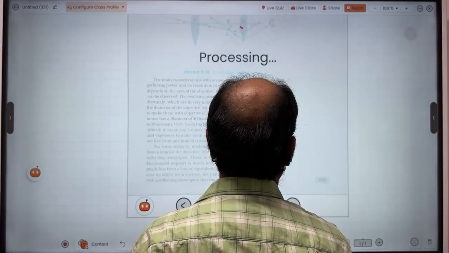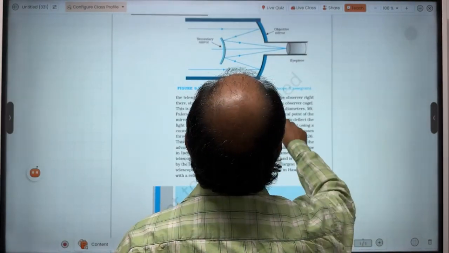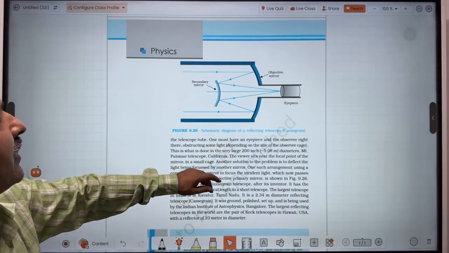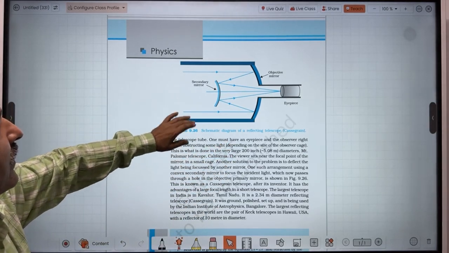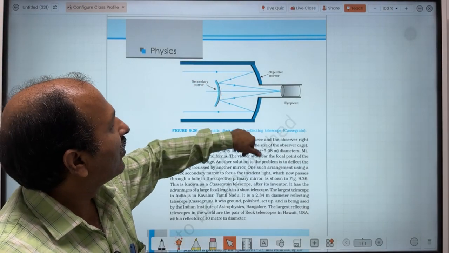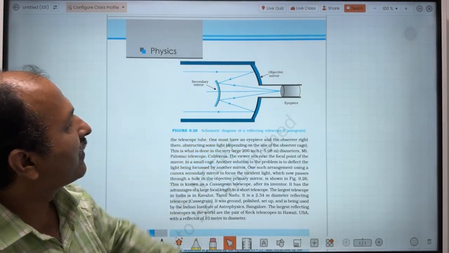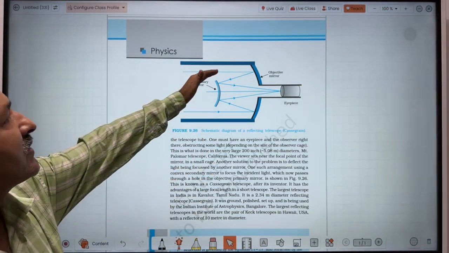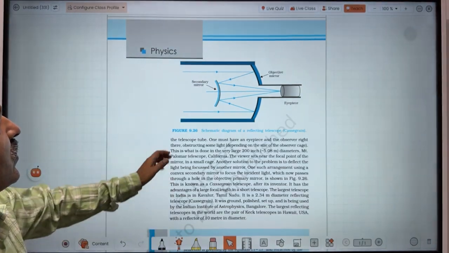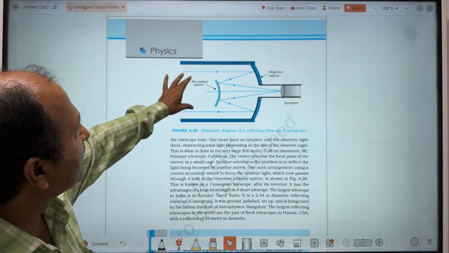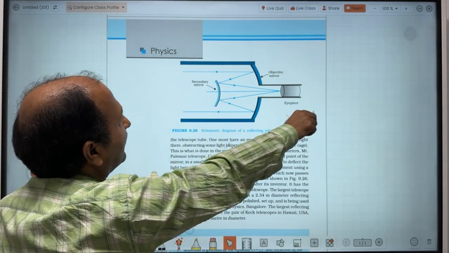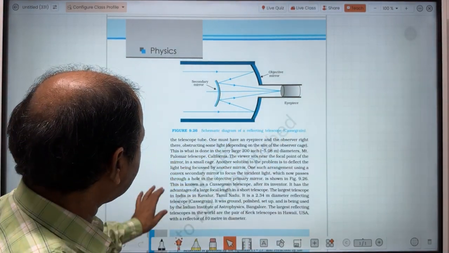Then comes the next point. Here a reflecting telescope or Cassegrain type telescope is shown, in which there is a mirror. This is called the secondary mirror, and this is the objective mirror. This is paraboloidal, right? So that marginal rays may also get focused, and this is the eyepiece, right? So here rays are coming like this, and they are reflected by this mirror, and the final image is formed at the eyepiece.